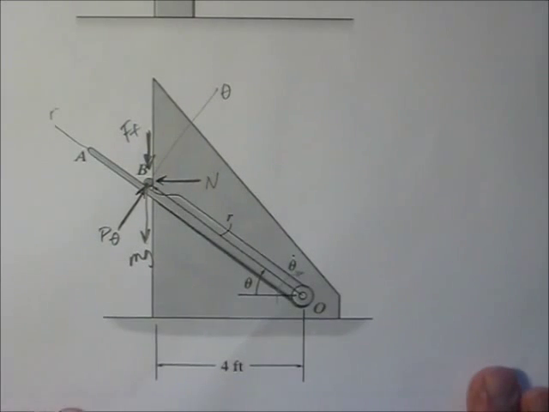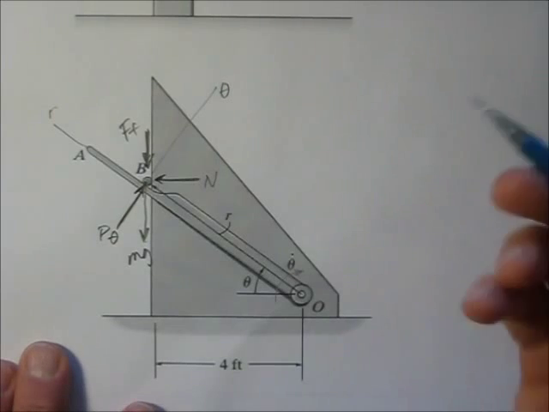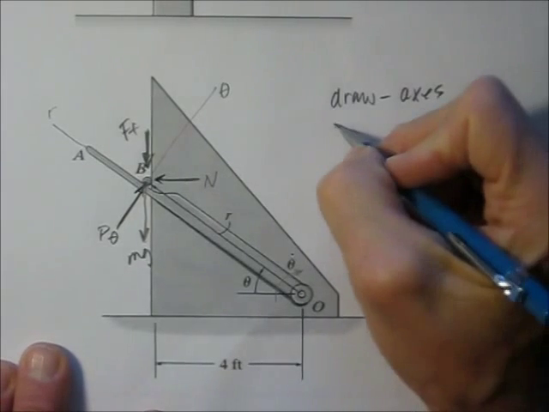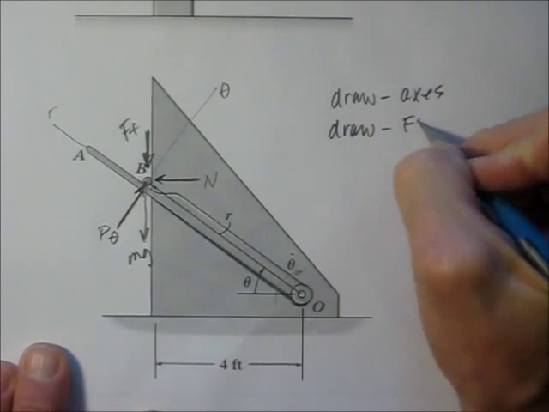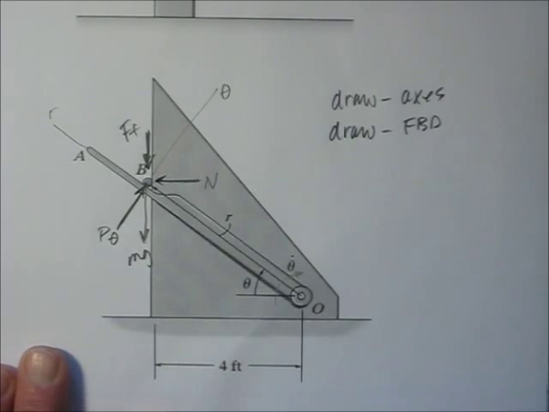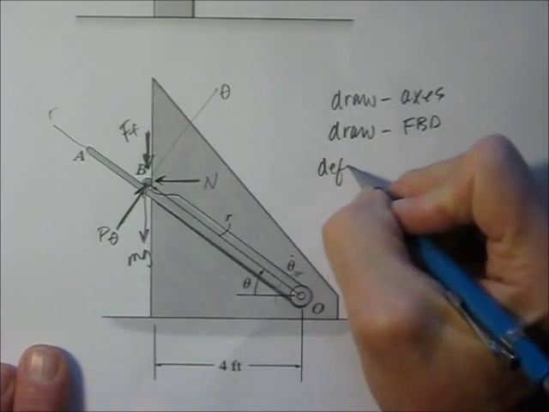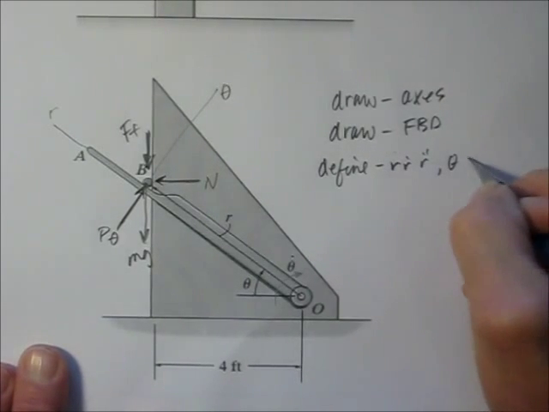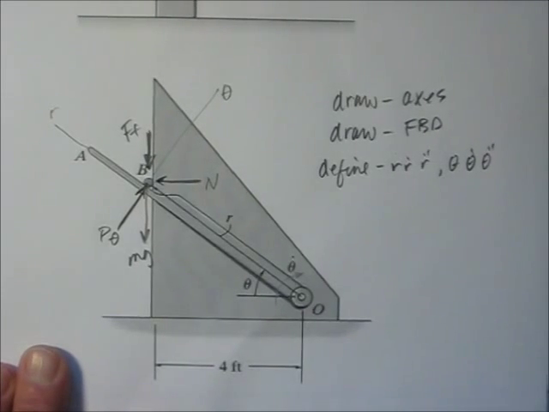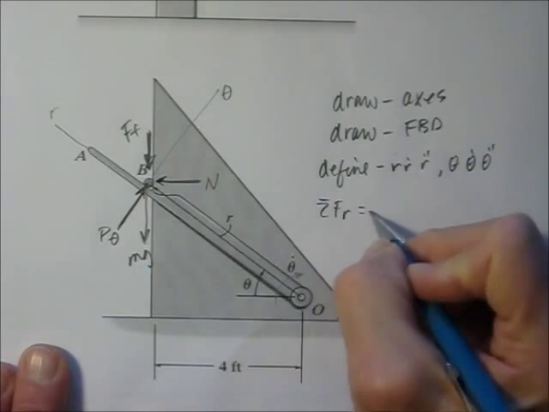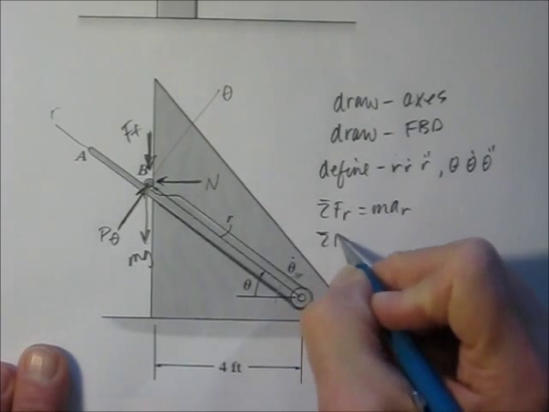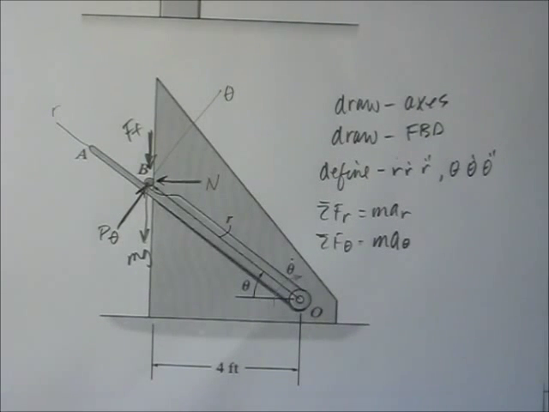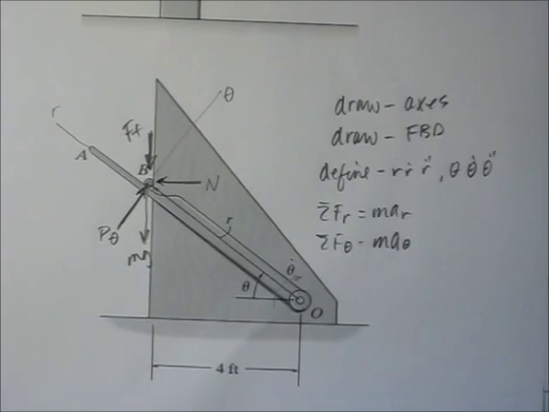So then, let me give you the actual steps. First of all, we'll draw the coordinate axes. You draw the free body diagram and make sure that you get all of the forces on the free body diagram. You define all the pieces: r dot, r double dot, theta, theta dot, and theta double dot. Then you sum the forces in the r direction equals mass times acceleration in the r direction, and the sum of the forces in the theta direction is mass times acceleration in the theta direction. And solve for those unknowns. If you follow this process exactly, you'll be in good shape.